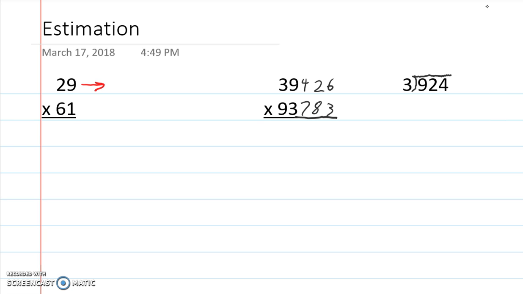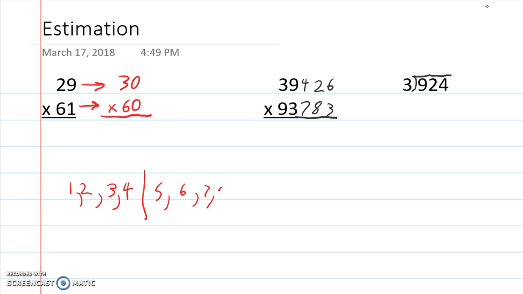The first number here, 29, rounded up is 30. The second number, rounded down, sorry, is 60. The way to round is really important. Basically, if your number is 1, 2, 3, 4, you round down. If it's 5, 6, 7, 8, 9, you round up. I'm looking at the second number here, and it's on this side, so I round up.